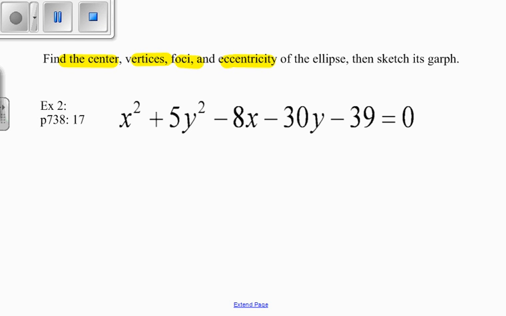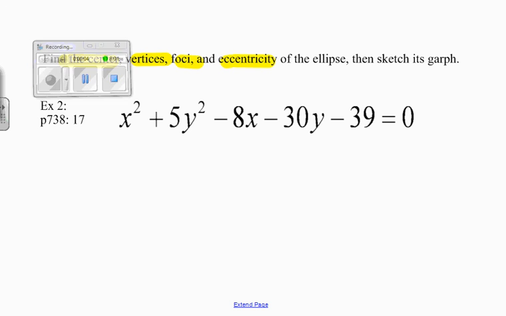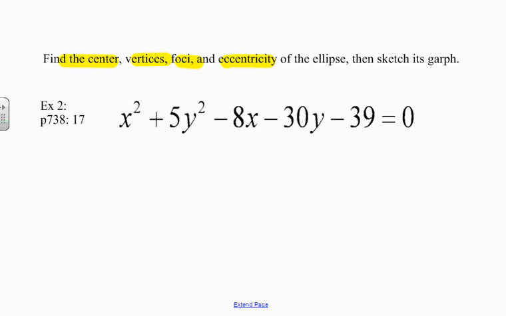Welcome back. We're going to do another example. This will be example number 4 on how to find the center, vertices, foci, and eccentricity of an ellipse and then sketch the graph. All right.